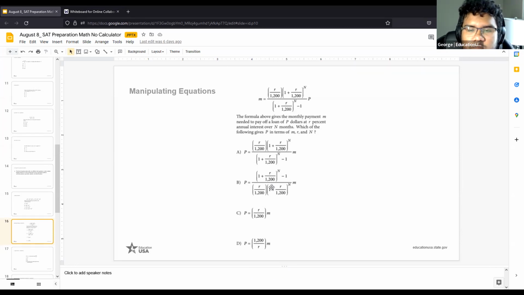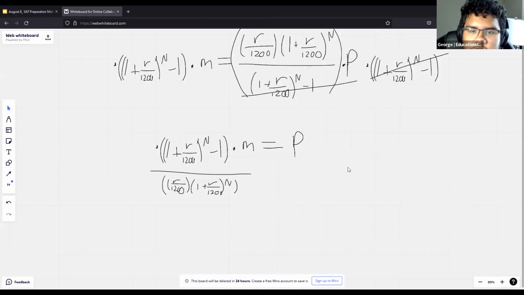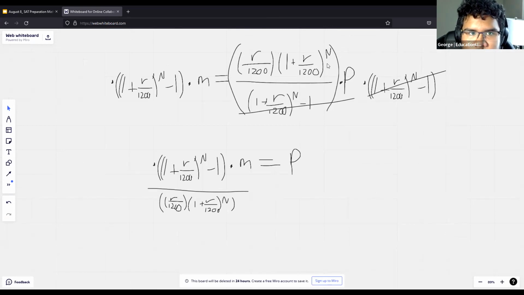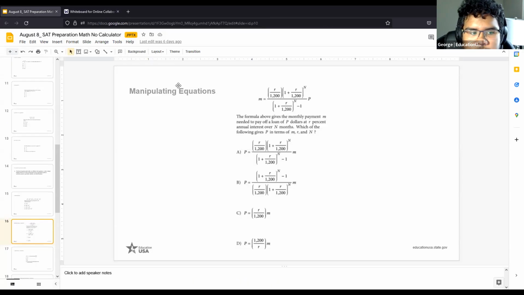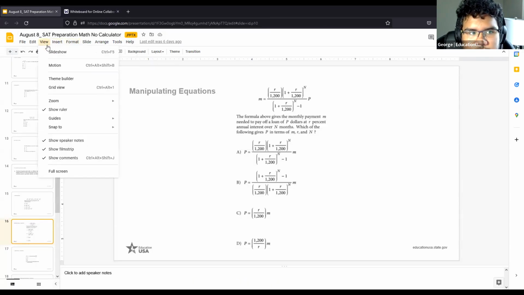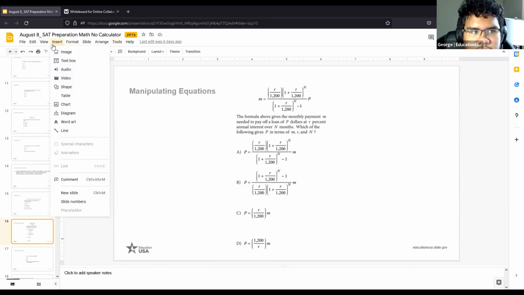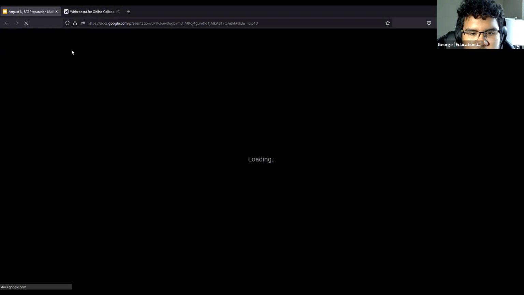So it's important to keep an eye out for things like this that may seem complicated, but are actually pretty simple if you know what you're looking at. So are there any questions for this problem? If not, then I'll go ahead and continue with this.